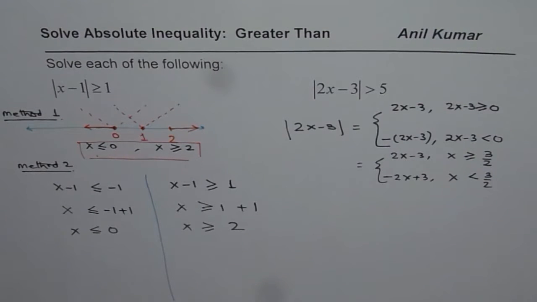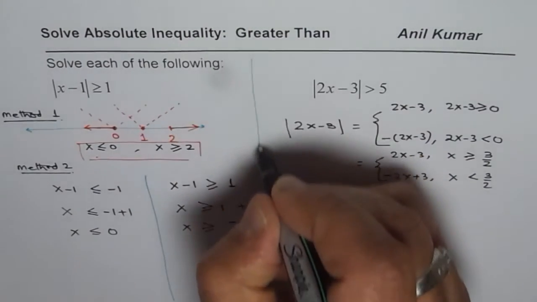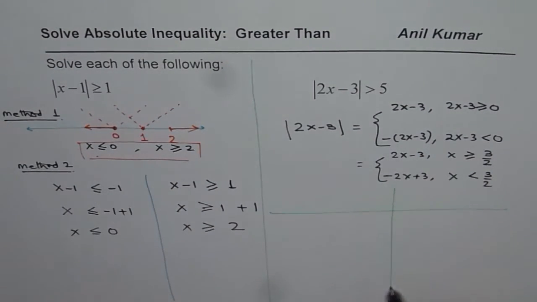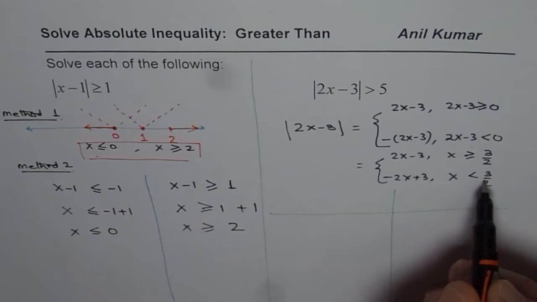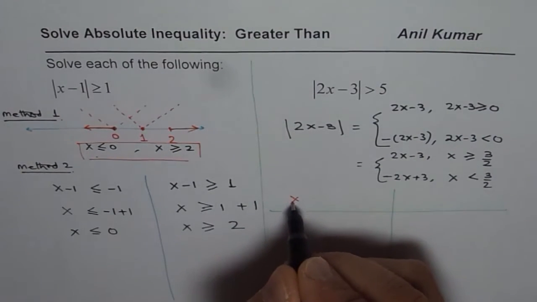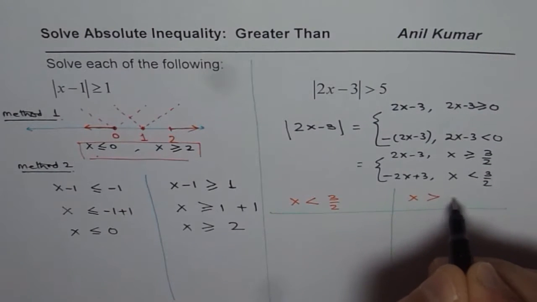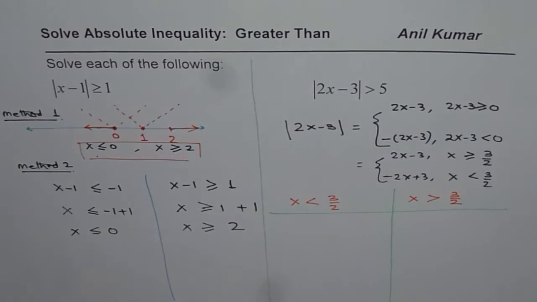Now let me draw a line here just to differentiate. So we are doing this particular question now. It really means that we have to solve two different inequalities. One in the interval when x is less than 3 by 2, or 1.5, and the other when x is greater than 3 by 2. So in these intervals we'll have slightly different equations, right?